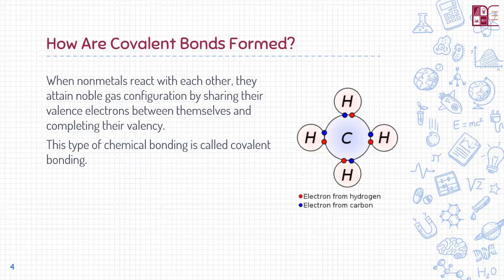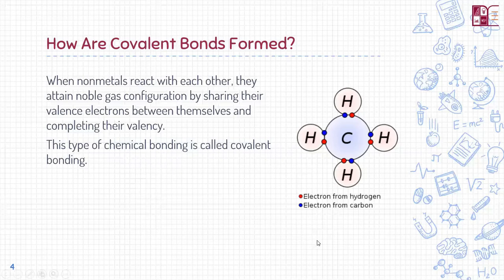This covalent bonding can be between two non-metals, and it can also be between a metal and a non-metal. This is what I just told you, and it is also written here in this slide. When non-metals react with each other, or metals and non-metals react with each other, they attain their noble gas configuration and share their electrons between themselves, and they then complete their valency, which is their last outermost shell. This type of chemical bonding, where they are sharing their electrons, is known as covalent bonding.